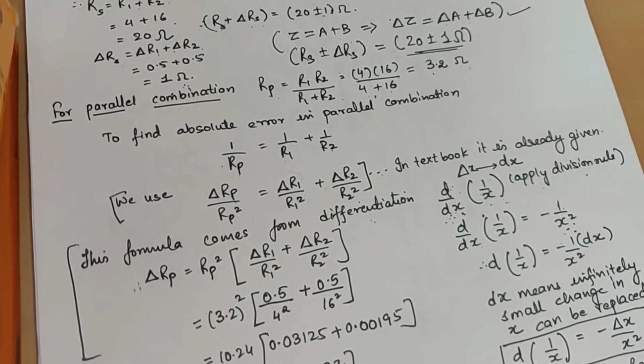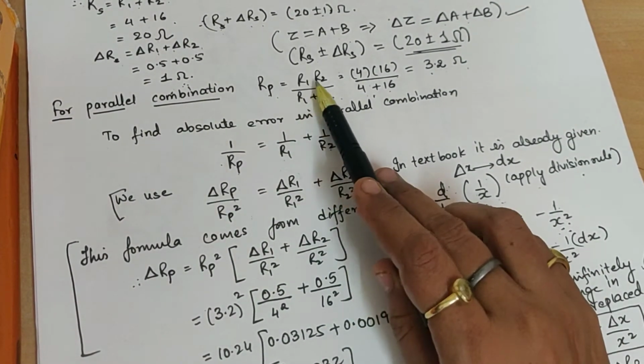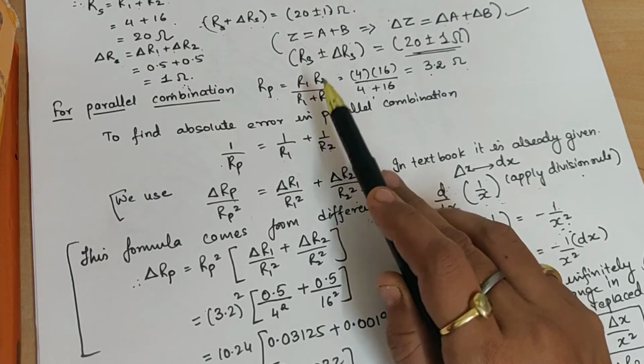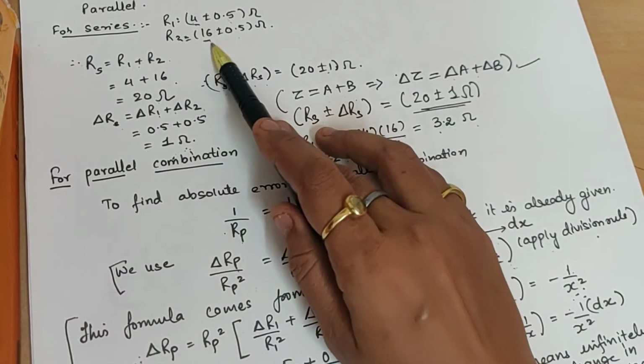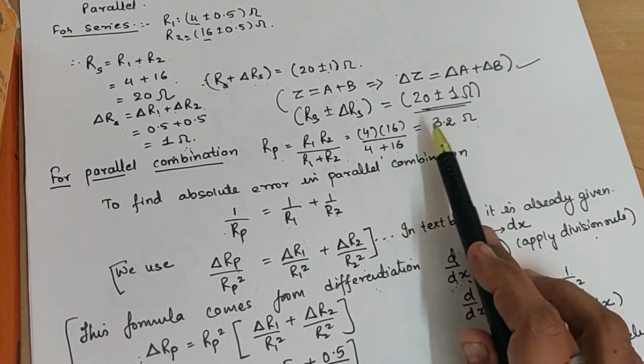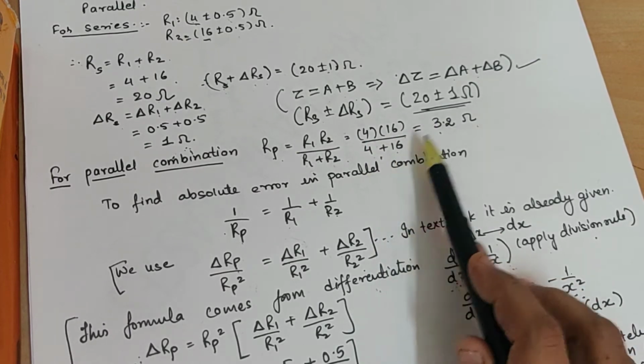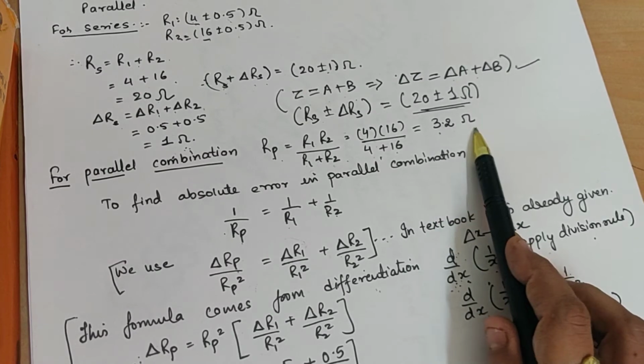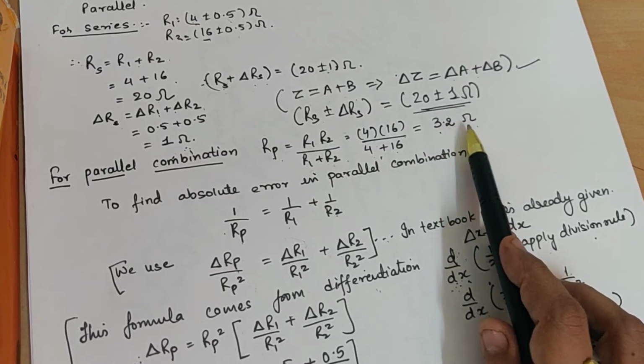Now in parallel combination, you know that Rp is equal to R1 R2 upon R1 plus R2, and true values you have 4 and 16. So you can find out 4 into 16 upon 4 plus 16, that is 64 upon 20, that is 3.2 ohms. Fine. This is the true value or the measured value, you can say.